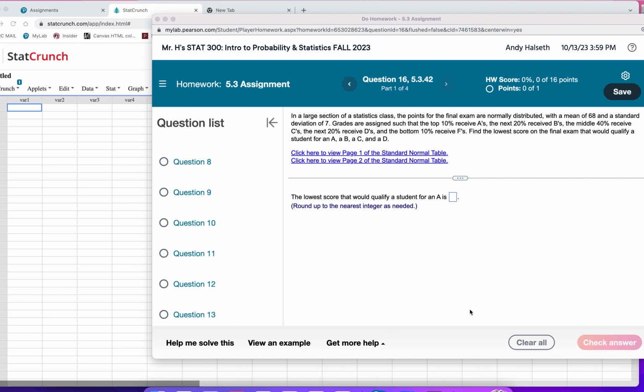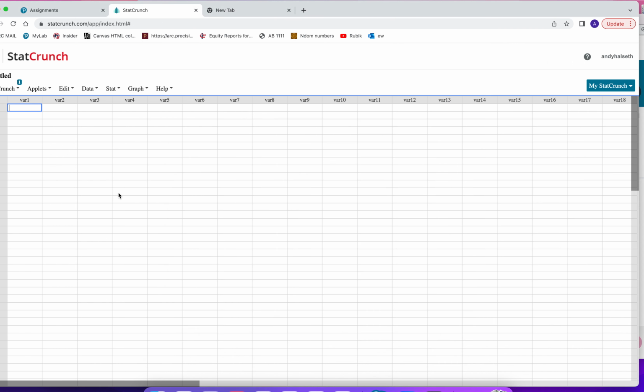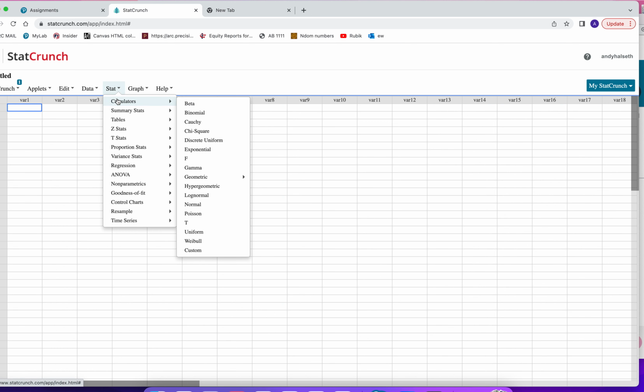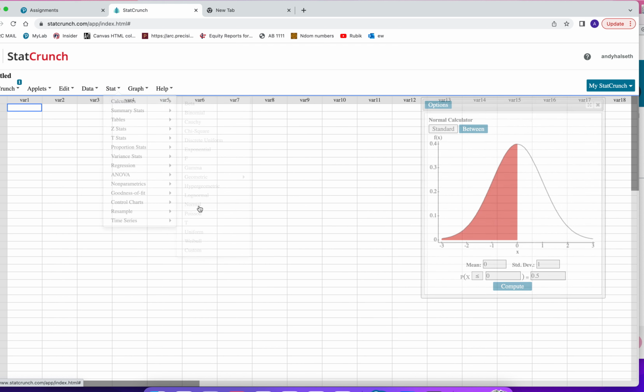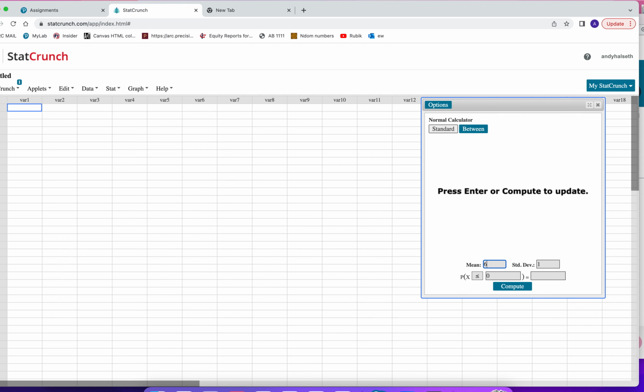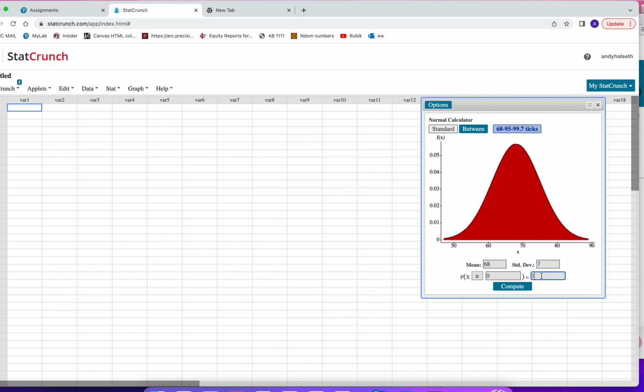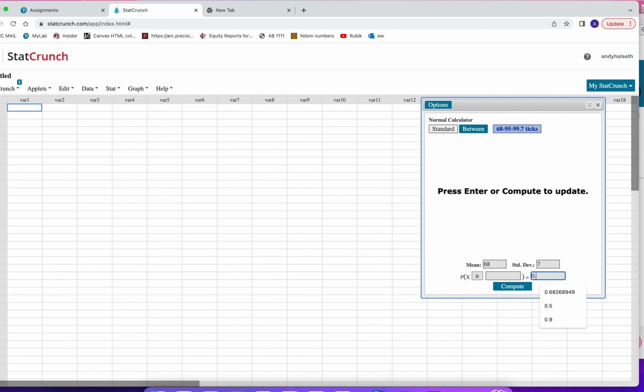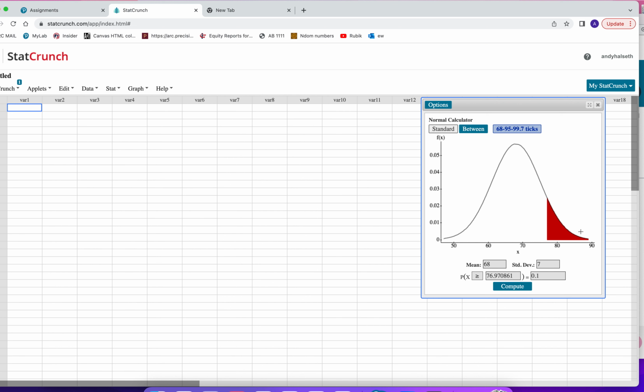The top 10% receive A's. So I go to StatCrunch and I click on Stat Calculator Normal. I enter in the mean 68 and the standard deviation 7. And then again, it's the top 10% receive A's. So I'm going to click greater than. That will give me the top side of the graph, and then 0.1 for 10%. So greater than 0.1, compute, and there is the lowest score that will get me in the top 10%. So if I round this up, I get 77.